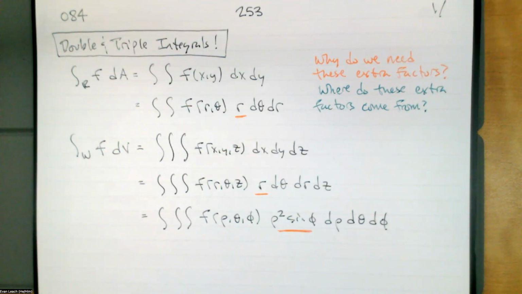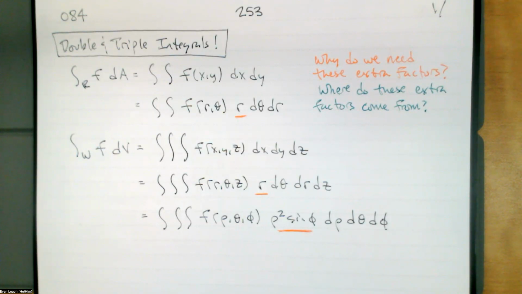What we want to understand is why we need these extra factors. Then we want to think about where these extra factors come from. Remember, the reason that we need these extra factors is that we're thinking of dA as an area, which is a distance times distance, and dV as a volume. That's a distance times a distance times a distance.